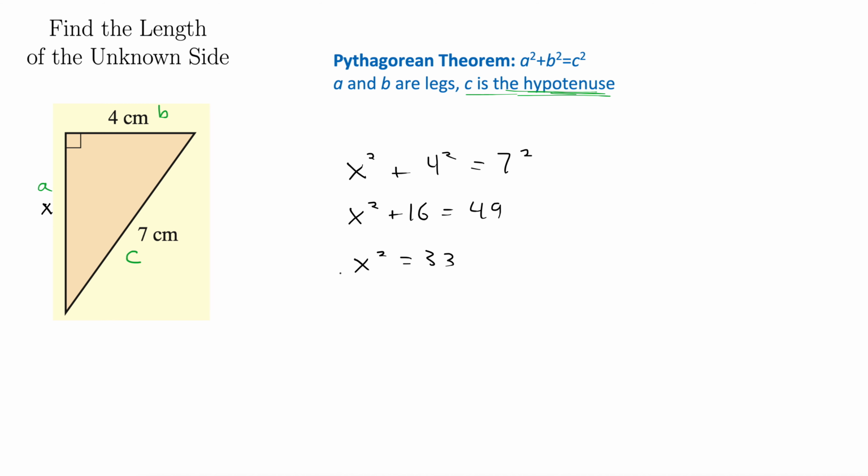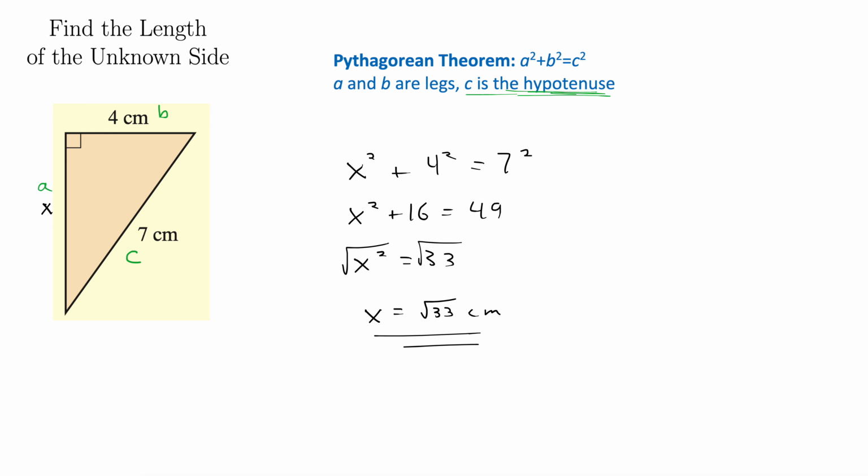Now, we don't need to put a plus or minus on here because we know x is a distance, and those are always going to be positive at this point. So we'll just take the positive square root. That gives us x equals square root of 33 centimeters.